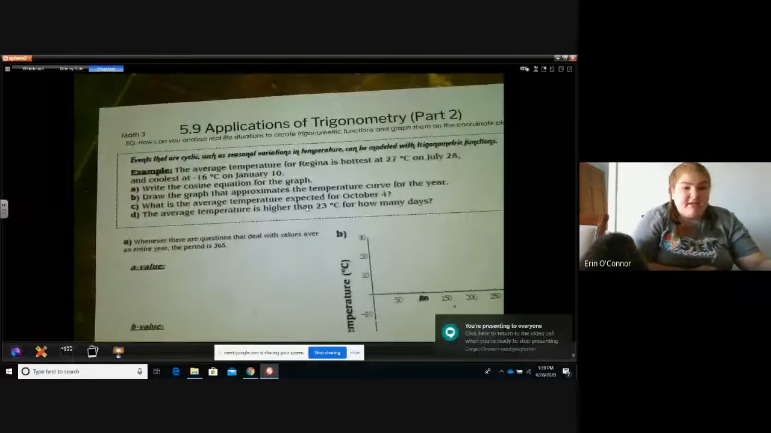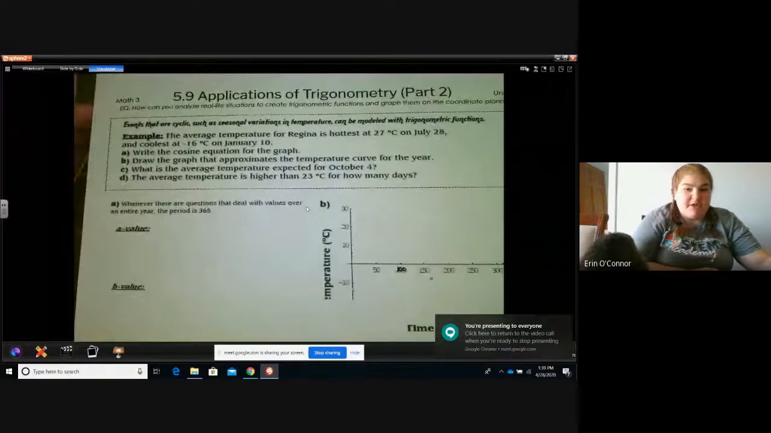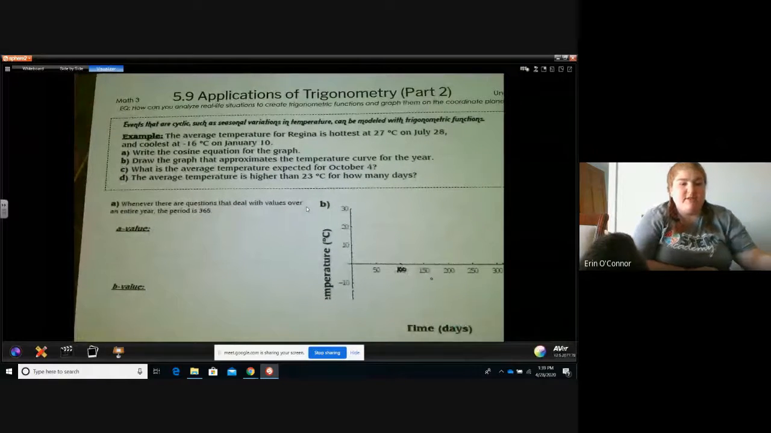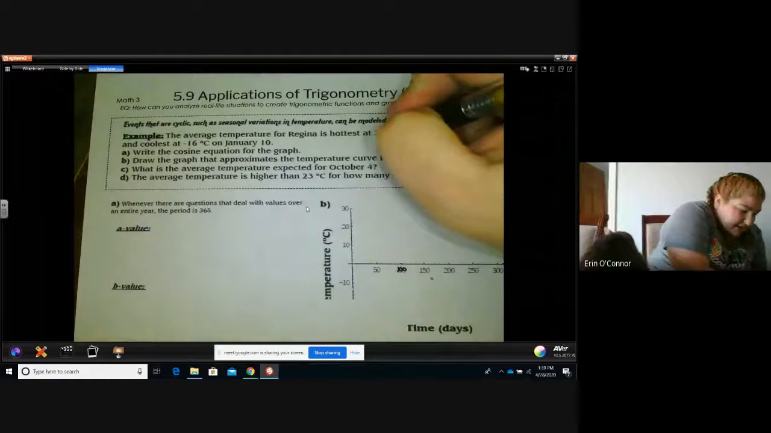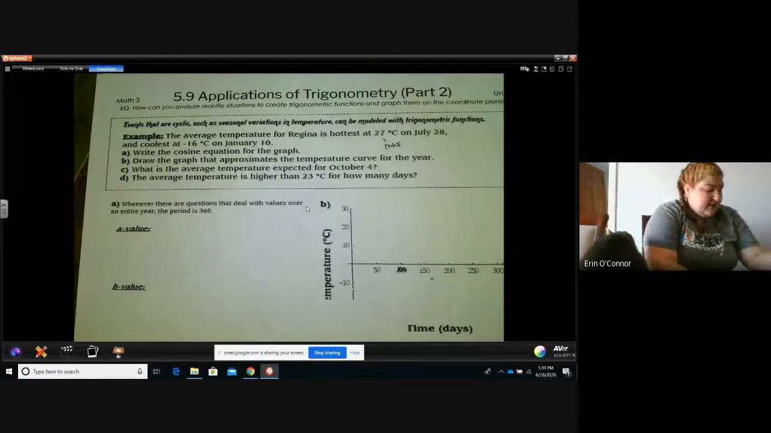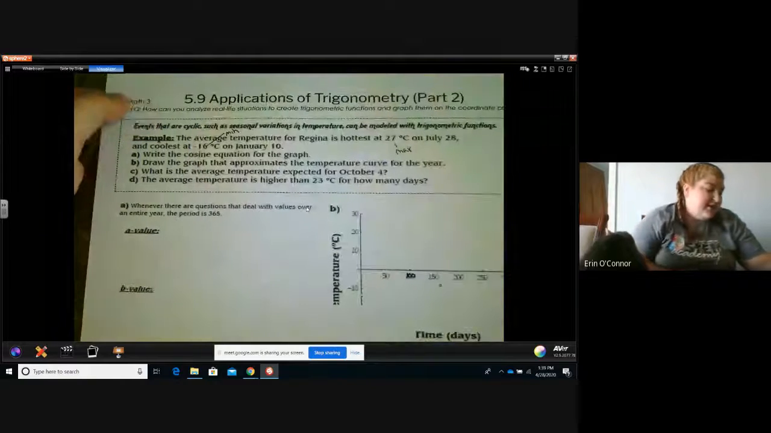Okay, events that are cyclic, such as seasonal variations in temperature, can be modeled with trigonometric functions. The average temperature for Regina is hottest at 27 degrees Celsius, so that is our maximum on July 28th, and coolest at negative 16 degrees Celsius, that's our minimum on January 10th. Write the cosine function for the graph.